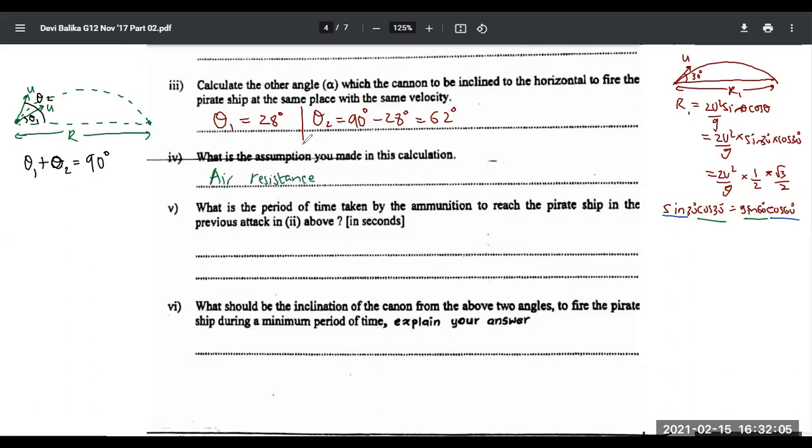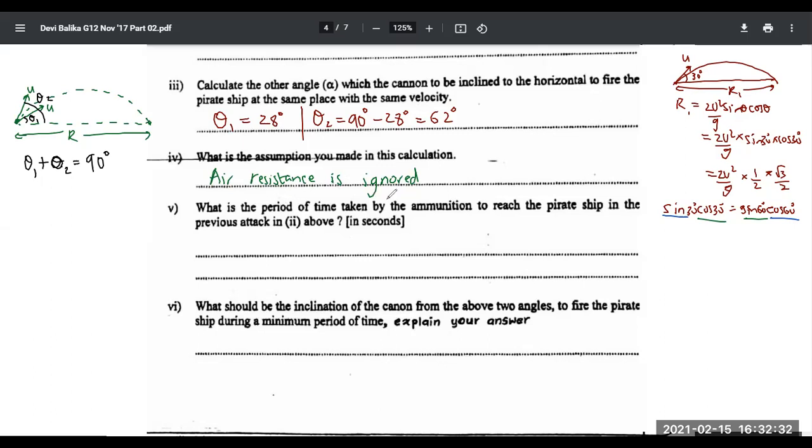They had not mentioned anything about air resistance, so we have ignored it. In reality, if you are in a coastal area, there's going to be a lot of wind, so there's going to be a lot of air resistance, but we are assuming that it's not there. And since it's a cannon, we can assume that the effect of air resistance is ignorable, right? Fine.